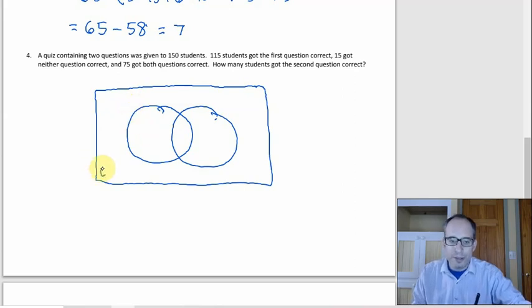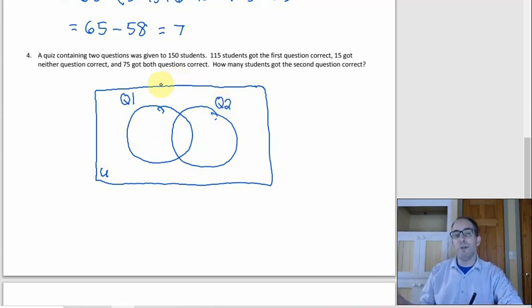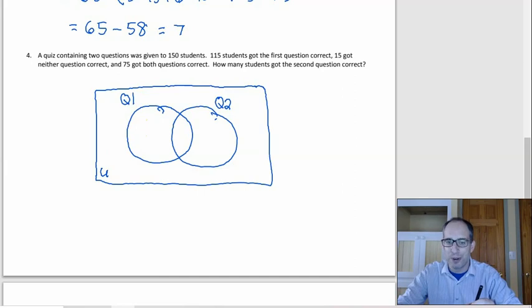So I guess I'll just call these first question and second question. You don't have to just use one character labels for the sets if you don't want to. I know we always just use A and B or S and T, but Q1 and Q2 to me feels more natural here, so I'm going to go with it. And we've got that 115 students got the first question correct, 15 got neither, 75 got both.